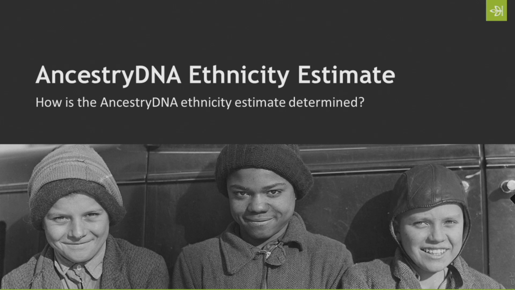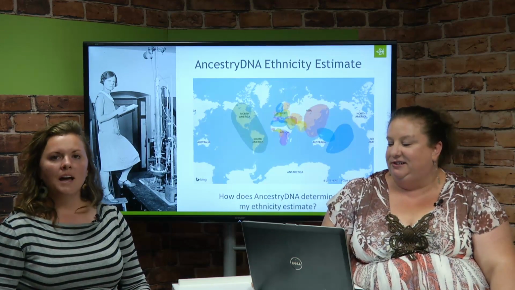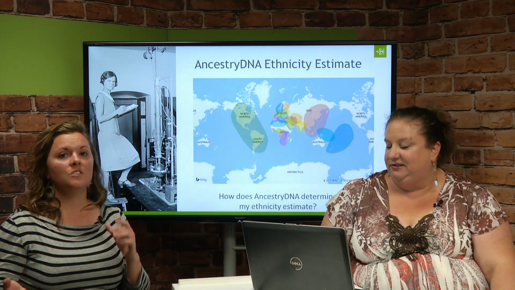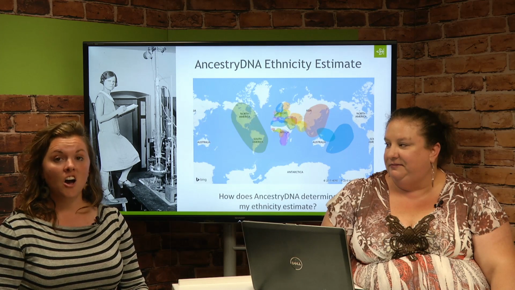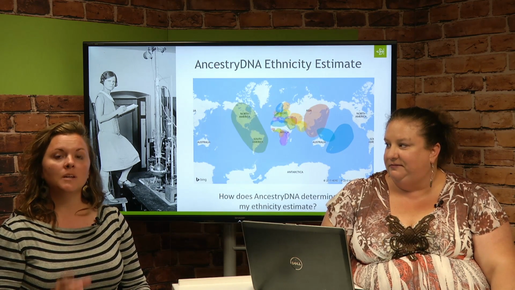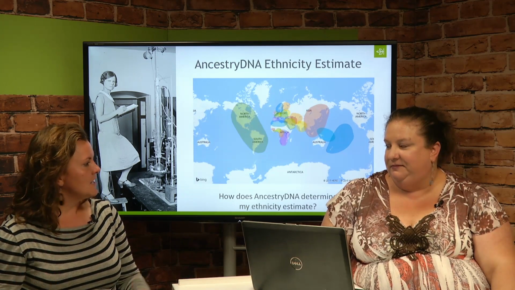So the first question is, how is the AncestryDNA ethnicity estimate determined? Anna, I'll let you go ahead and field that question. Okay, so the ethnicity estimate is determined by you taking a DNA test, of course, and us comparing your DNA to the different populations around the world that we have collected data on. So you can see from this map, there's 26 different regions that we compare your DNA to determine where in the world your ancestors are from.